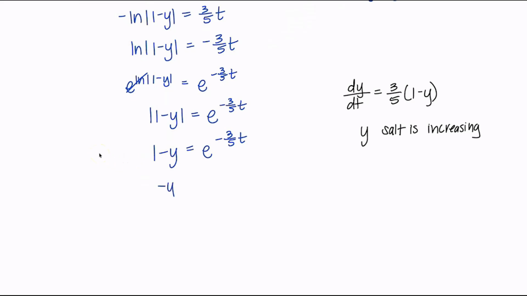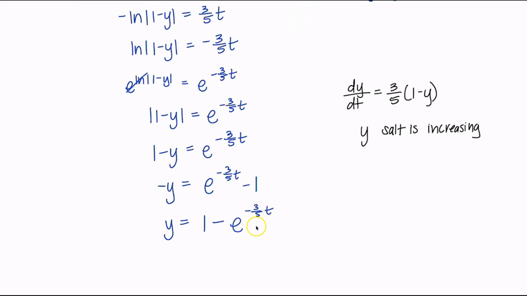So we get negative y is equal to e to the negative 3/5 t minus 1. And then let's divide the negative through. So we get y is equal to, I'll write this as, 1 minus e to the negative 3/5 t. So this is the solution to my differential equation. This represents the amount of salt at any given time t.